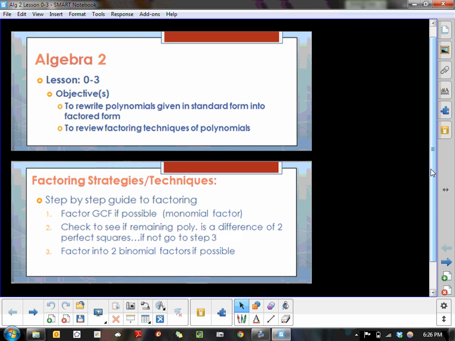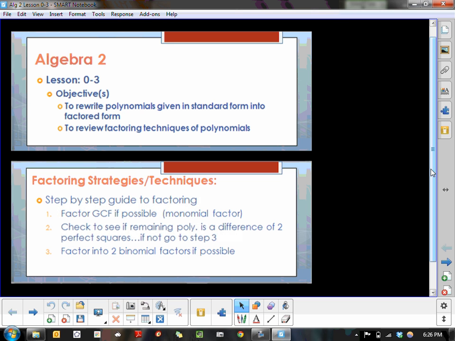The factoring strategy or techniques, I kind of boiled them down into three of them. There's a step-by-step guide. Your first step should always be to factor out a greatest common factor if possible. Now, greatest common factor is known as your monomial factor. Is there something that goes into all of them, a monomial? And we'll demonstrate that in some examples coming up. So that's your first step.